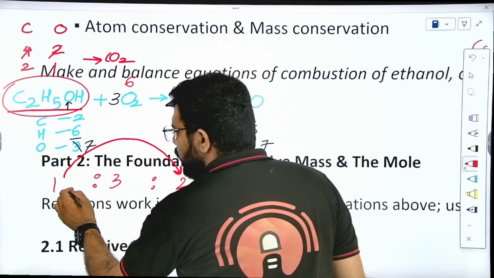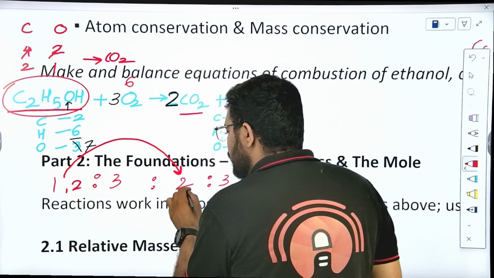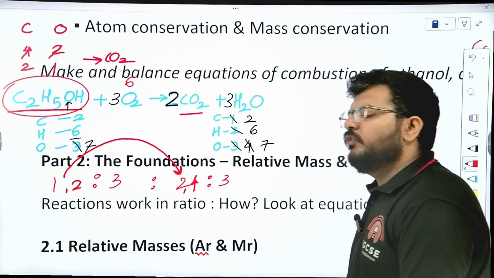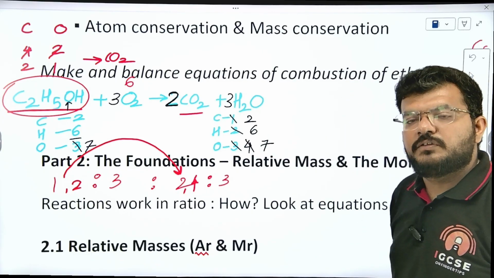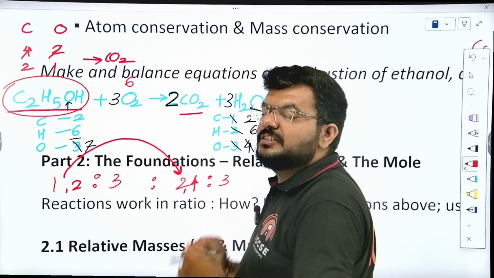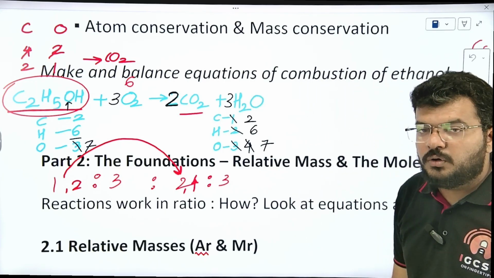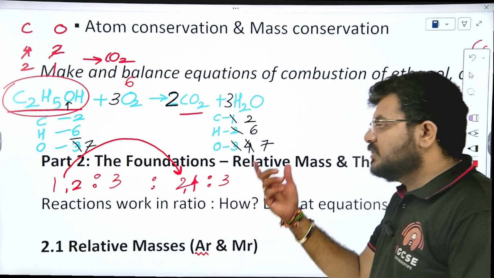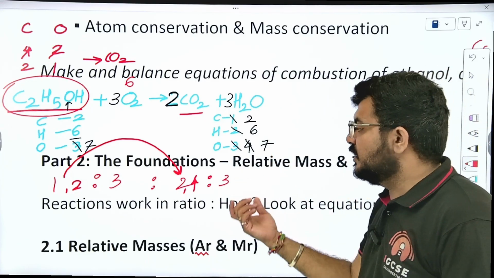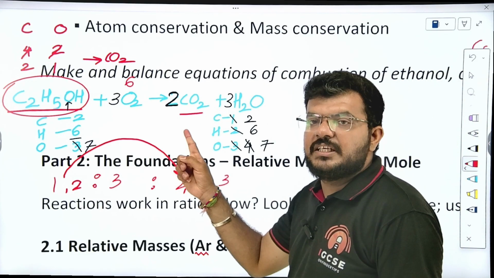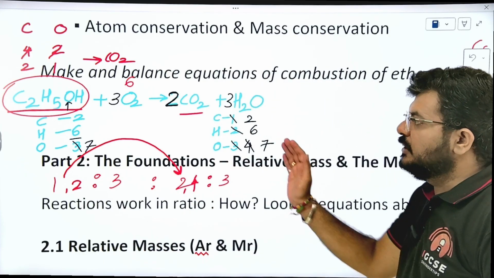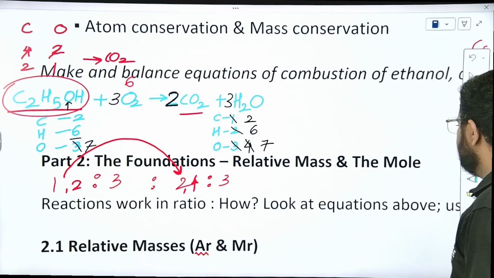If I ever wanted to use 2 parts of ethanol, I will get 4 parts of carbon dioxide. Only then this reaction is balanced. And if we truly follow the logic of conservation of mass, this will keep on happening. This ratio will repeat itself in this reaction with whatever mass of each of them you take, right?